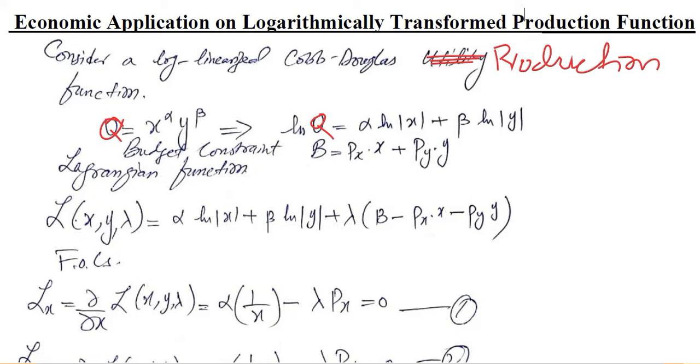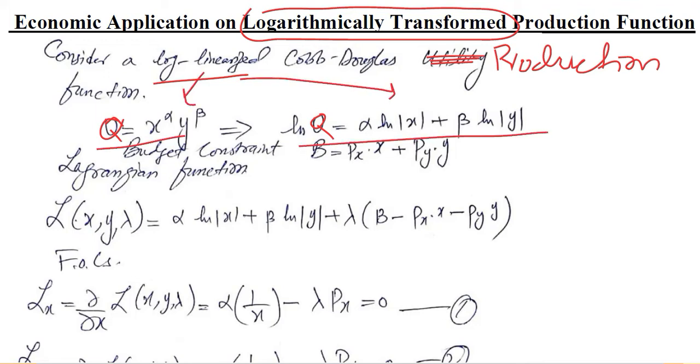In our last video, we applied the tool of constraint optimization on the Cobb-Douglas production function. Now we are going to use the logarithmically transformed version of the Cobb-Douglas production function. So how can we calculate the logarithmically linearized version? We can simply take its natural log. Here we have done it by using the laws of logarithm. We have taken the log of it.